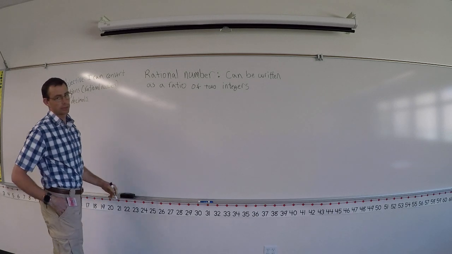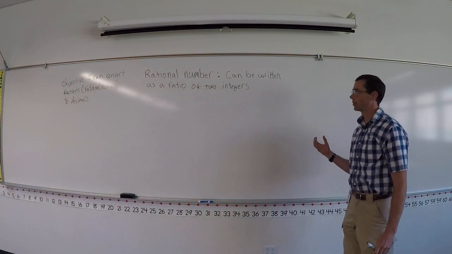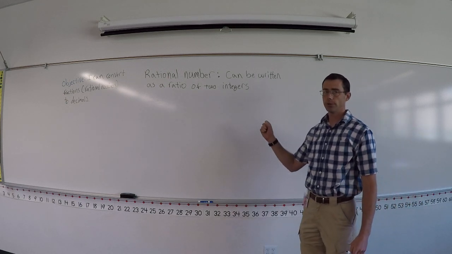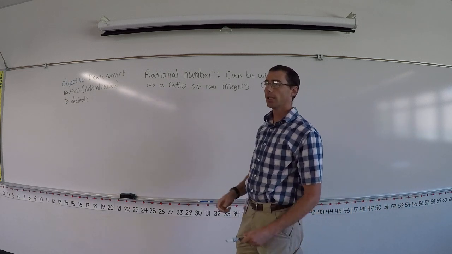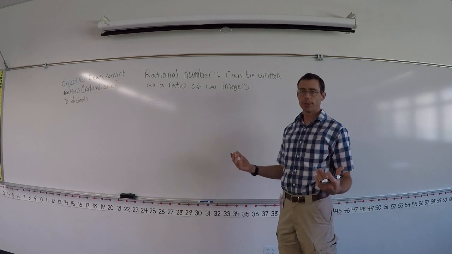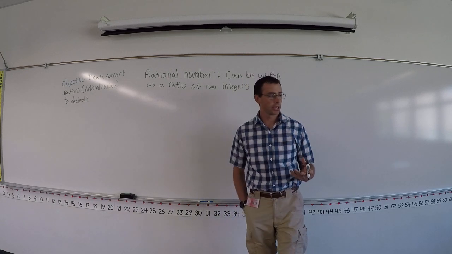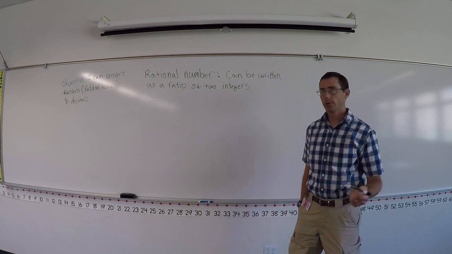Okay, it's really what I want you to be able to do is convert any rational number that you come across, any ratio of two integers, if you remember the definition, to a decimal. Could be a whole number decimal, but to a decimal. So we're just going to do 3 examples fairly quickly.